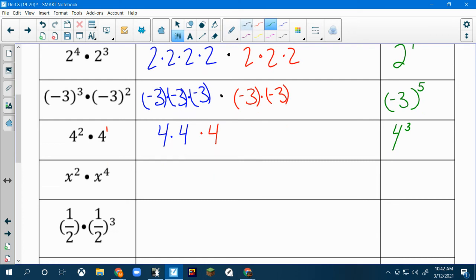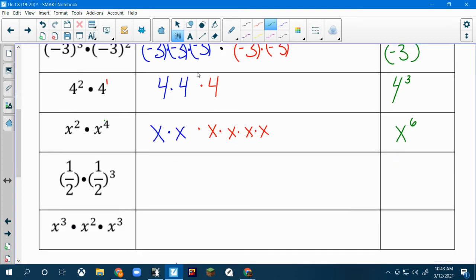It works the same with variables. X squared is just x 2 times. X to the fourth is just x 4 times. And we can add them up. 1, 2, 3, 4, 5, 6. There are 6 x's, x to the 6th. And notice 2 plus 4 equals 6.